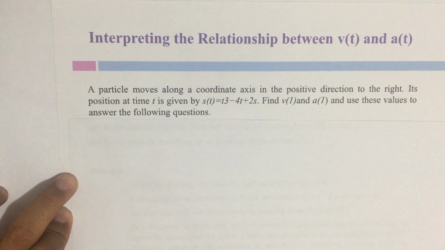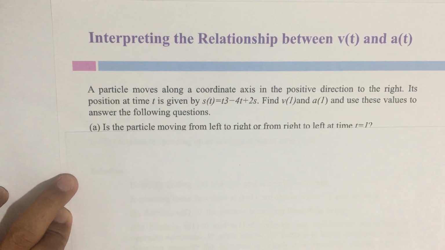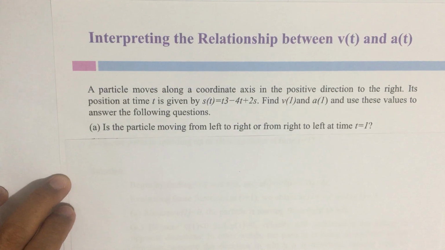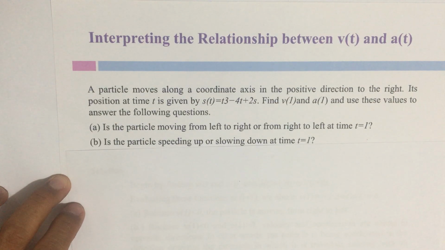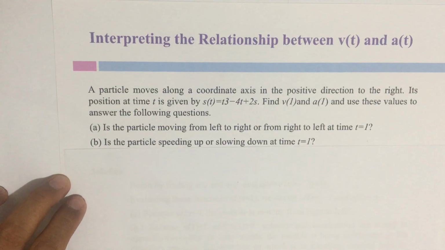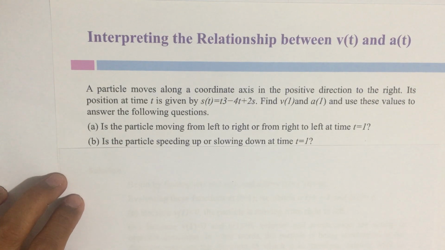So the questions are: letter A, is the particle moving from left to right or from right to left at time t equal to 1? Second question is, is the particle speeding up or slowing down at time t equal to 1? Okay, so this is our sample problem.